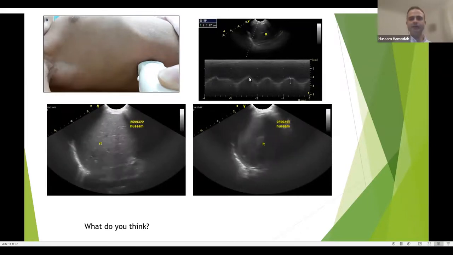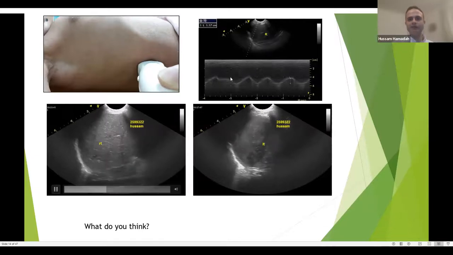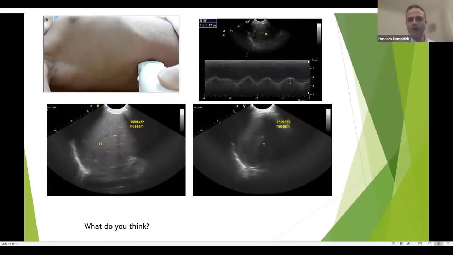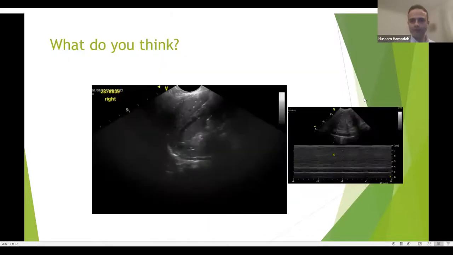So here, this is the diaphragm, this is the liver or the spleen, and this is the lungs. In inspiration, very clear, the diaphragm excursion is up, it is normal. It's more than 0.4 centimeter. So in patients who are less than 4 months of age, this is the cutoff limit for us, more than 0.4 centimeter. So this is normal. We'll go to the next.